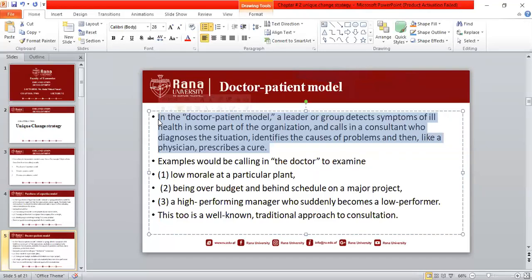Now in the second, doctor-patient model, the leader is completely not aware of what the problem is, but he knows only the symptoms. Like what are the symptoms? Employees are coming late. They are not giving their 100% best. When the leader compares against goal assessment, we will analyze that some weak things are coming in. Employees are not coming with full enthusiasm. Somehow their behavior is not good with co-workers, coordinators, and subordinates.